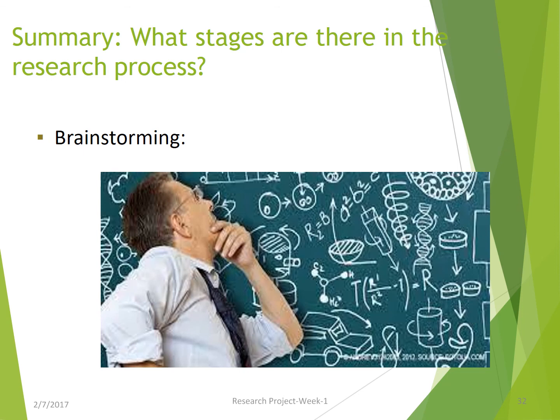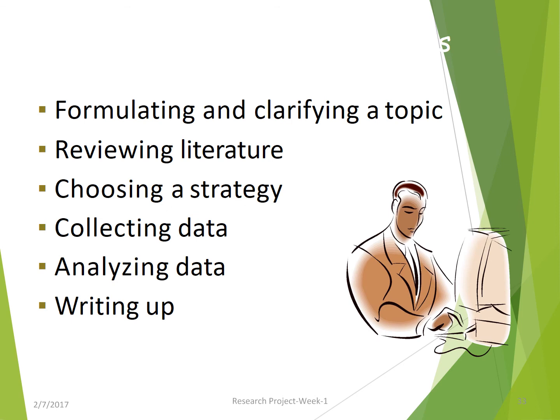So, summary. What stages are there in the research process? Brainstorming to try and get the idea. This is the first stage. Formulating and clarifying the topic. Reviewing the literature. Choosing a strategy. Collecting the data, analyzing the data, and then writing it up.